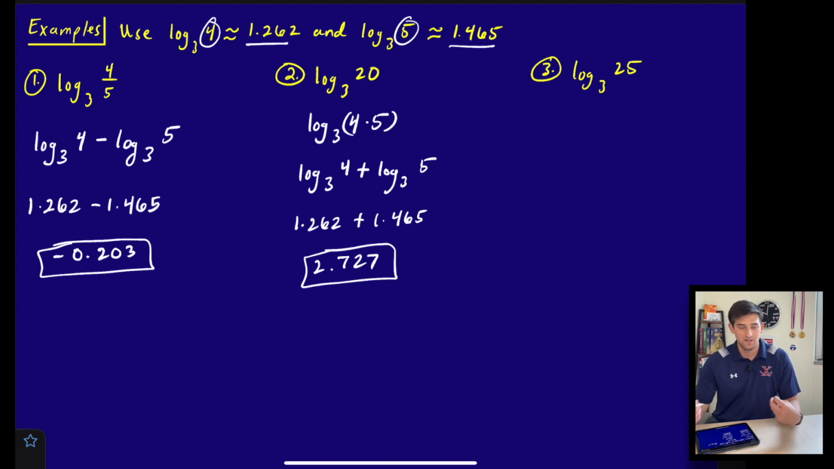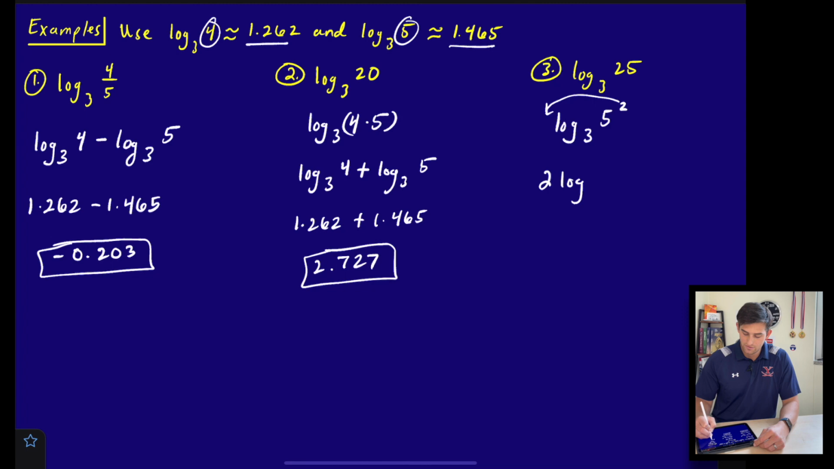All right, for number 3, log base 3 of 25. Once again, we're thinking, okay, this would be the power property here, right? Well, we don't see an exponent, but could we rewrite 25 as something squared? And yes, we can. So we're going to rewrite this as log base 3 of 5 squared. Now we can bring this 2 exponent to the front and multiply. So 2 times log base 3 of 5.